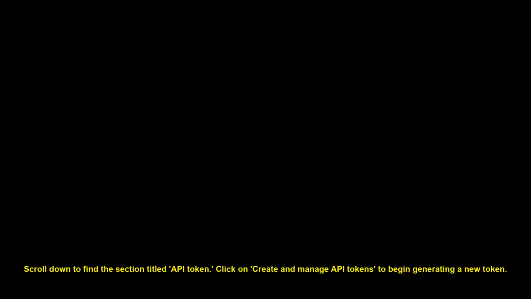Scroll down to find the section titled API Token. Click on Create and Manage API Tokens to begin generating a new token. Press the Create API Token button. A pop-up window will appear requesting a label for your token.